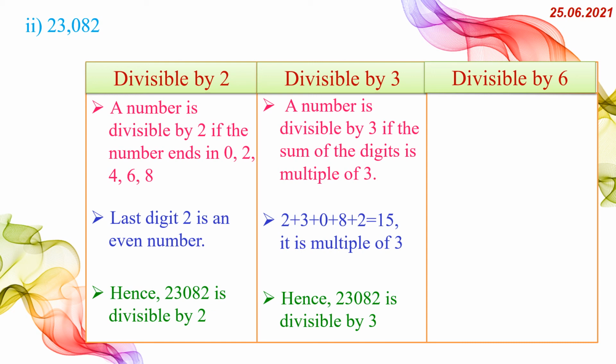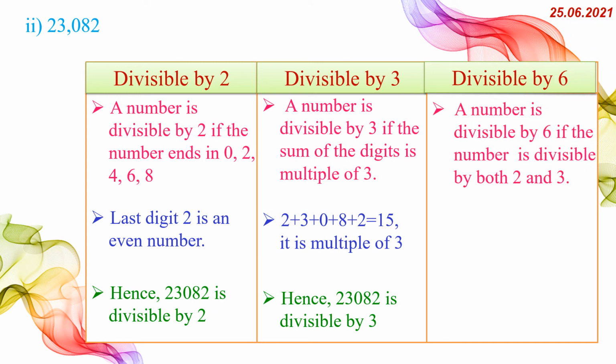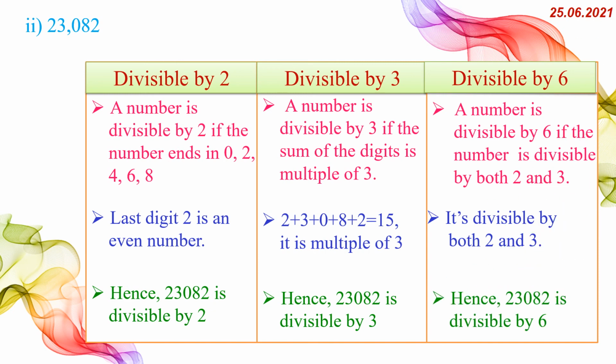Next, what is the rule of divisibility by 6? Good. A number is divisible by 6 if the number is divisible by both 2 and 3. So here 23,082 is divisible by both 2 and 3, isn't it? So therefore 23,082 is divisible by 6 also. Okay, children?